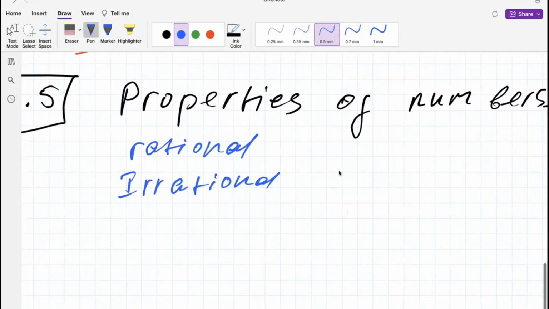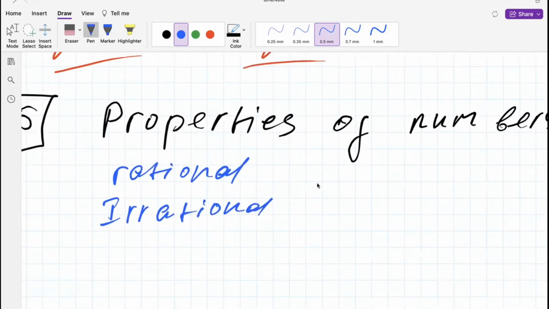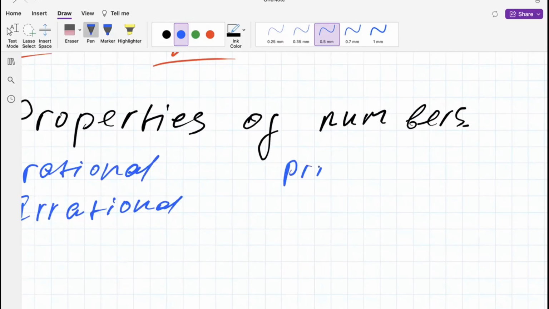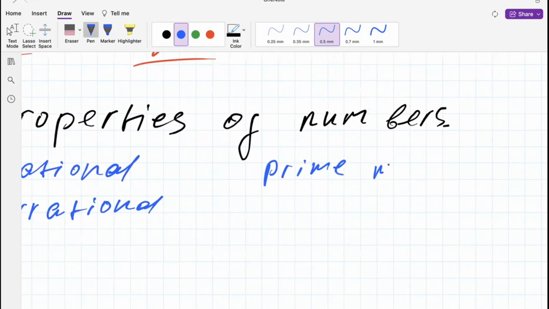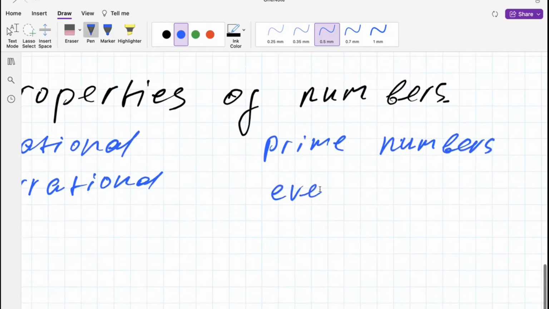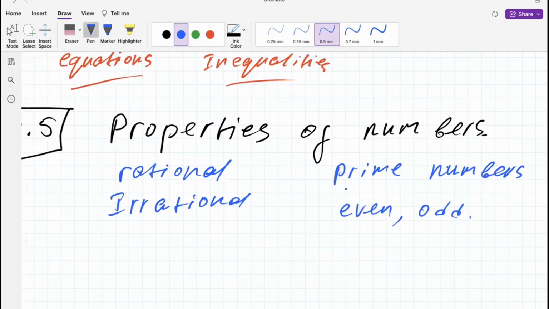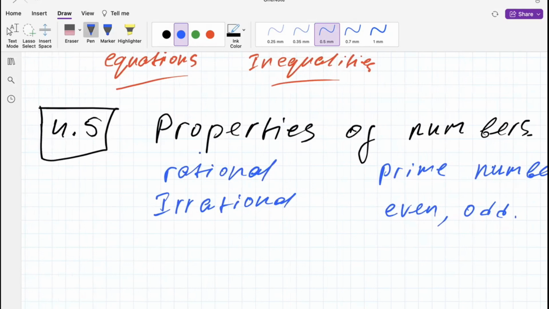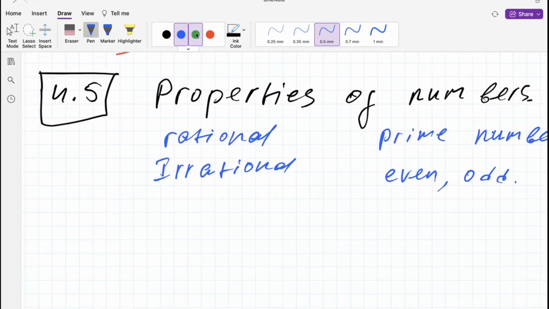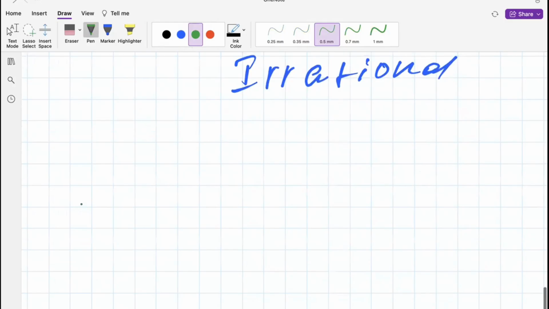So once you know what rational and irrational numbers are, you'll go for the prime numbers. Some properties of even numbers and odd numbers, and so on and so forth. So this is a small level of understanding how to work with numbers. And once you've done this level, we go for level 5. So let me write 5.